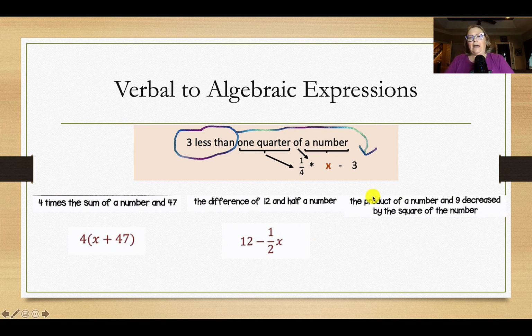All right, and then we have the last example: the product of a number, so that's multiplying together, and it tells me it's x times the product of a number and 9 decreased by the square of the number. Okay, starting on this side I have 9 decreased by, so 9 minus the square of the number, which would be x squared. So this part over here is going to be 9 minus x squared, and then I'm going to multiply by x. So 9x minus x squared.